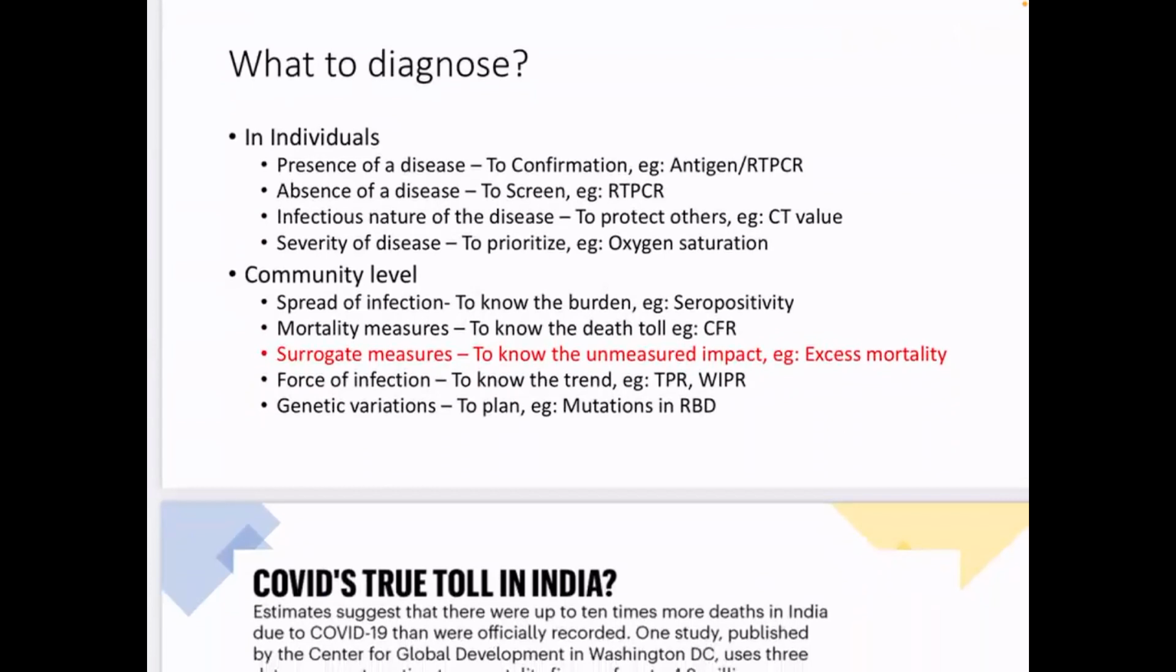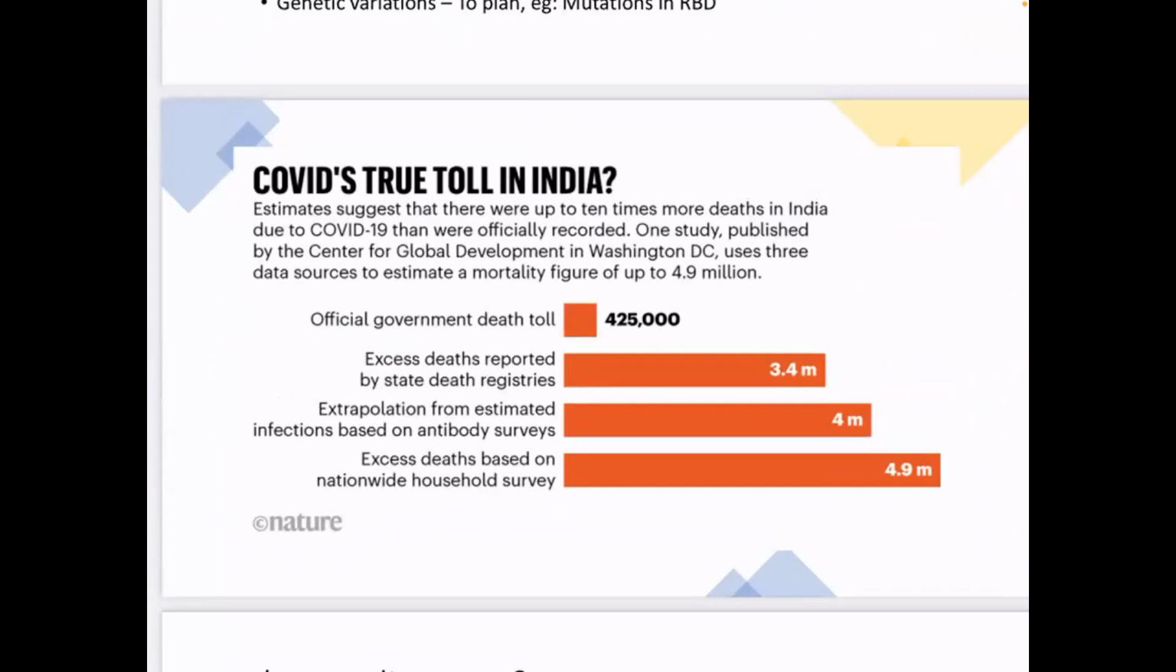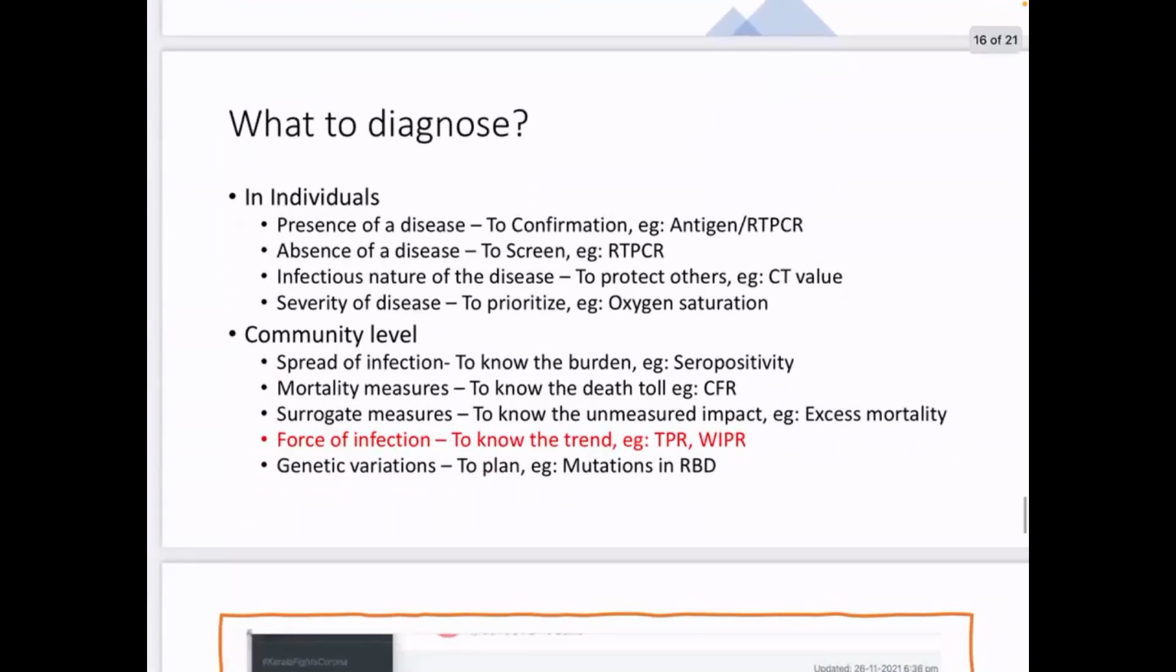Surrogate measures of excess mortality. This is a publication in Nature, showing that in India there are a lot of COVID-19 deaths, but definitely we are not aware of them. So these kinds of things can also be used to diagnose community-level mortality and so on.